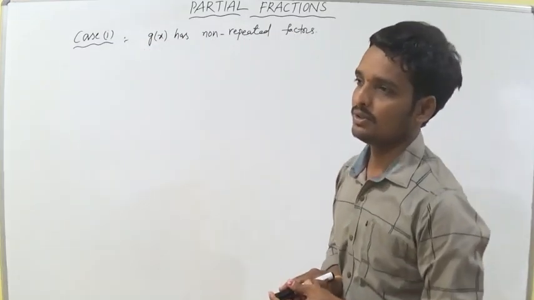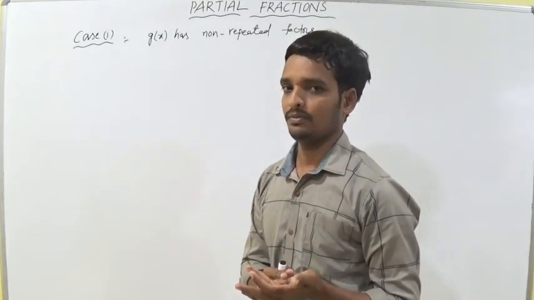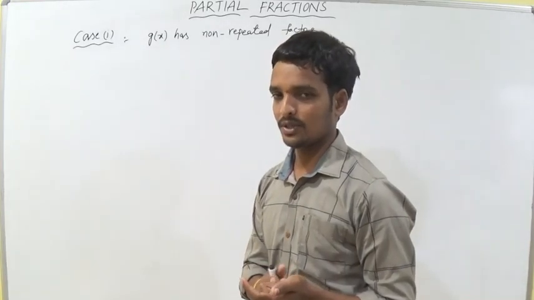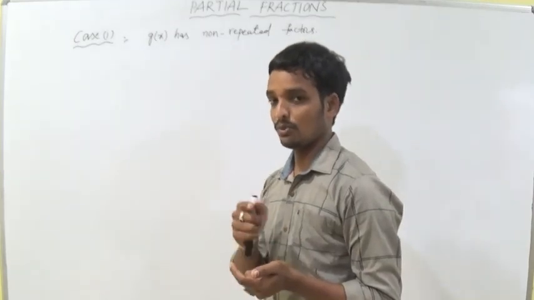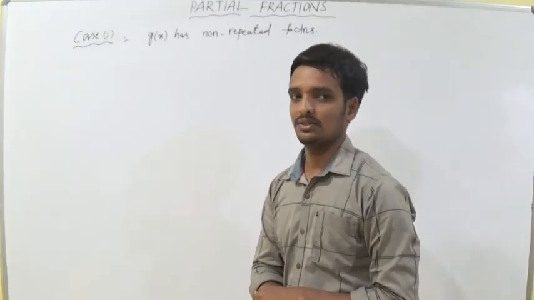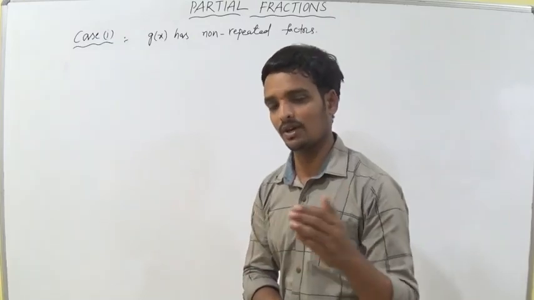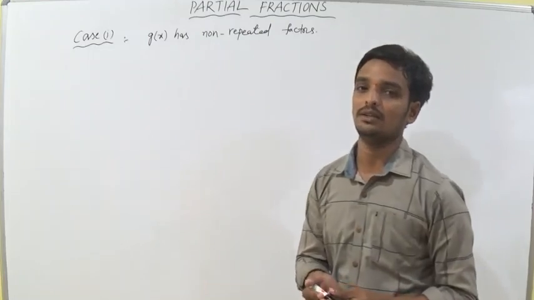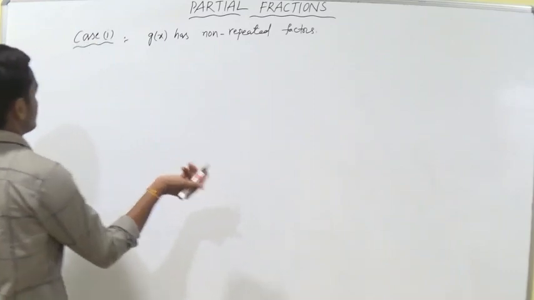As in the last video, we discussed the theory part: what is a rational fraction, proper fractions and improper fractions. What is the sum of proper fractions? If f of x by g of x is an improper fraction, what is the result? We get a quotient plus r of x by g of x. These things we have already discussed. So now we are solving partial fractions problems, for proper and improper fractions.